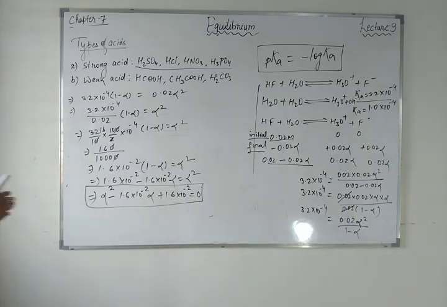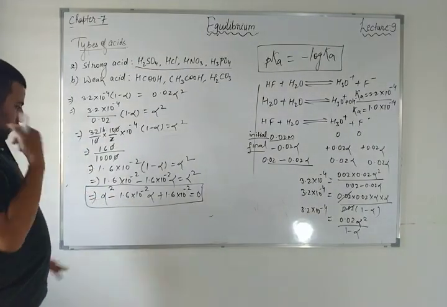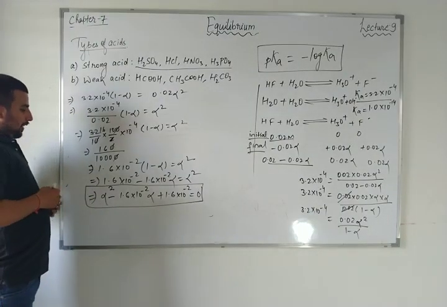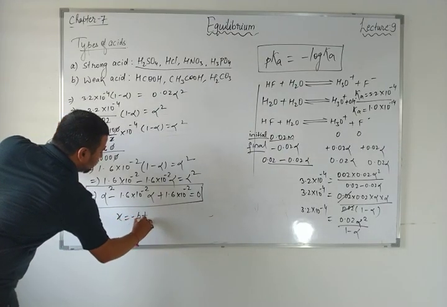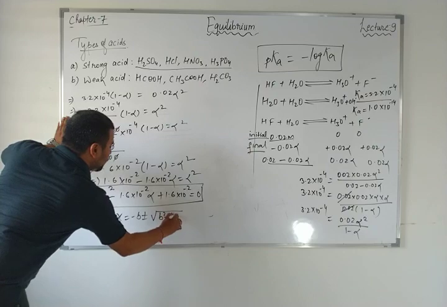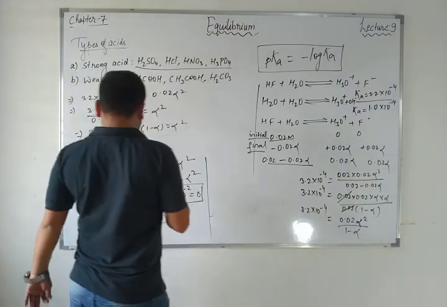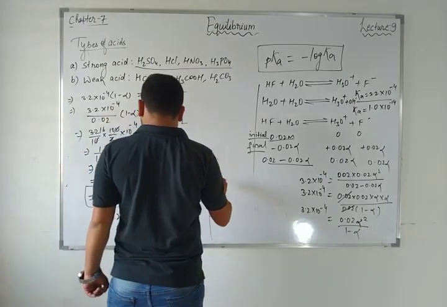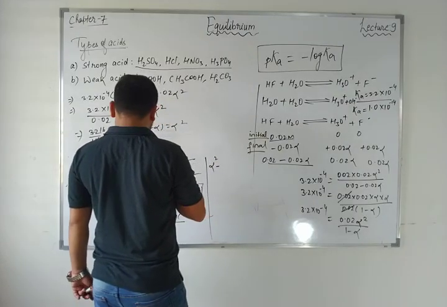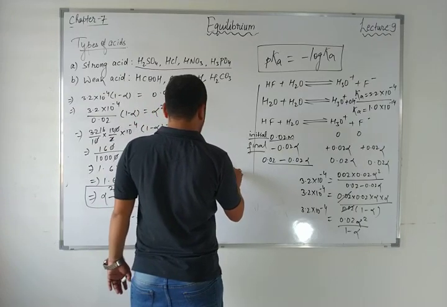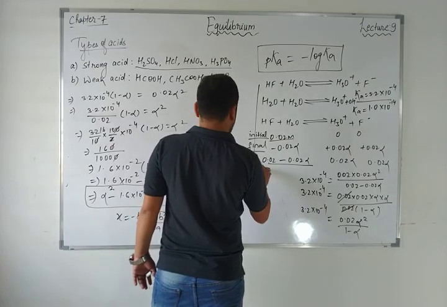If it is looking very hard to you, no need to worry. You can write like here that if you want to calculate the value of x, it is equal to minus b plus minus under root b square minus 4ac upon 2a. So if you want to change this quadratic equation, then you can write here alpha square minus 1.6 upon 100 alpha plus 1.6 upon 100 is equal to 0.